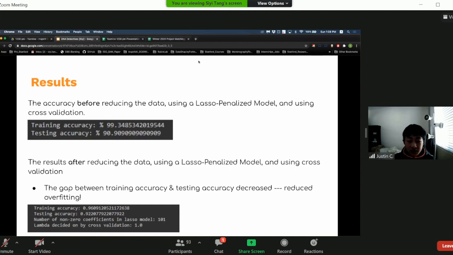So these are the results from our second model, in which we reduced the data, used the lasso penalty, and also used cross-validation. The result of these things allowed us to increase our accuracy and reduce overfitting.